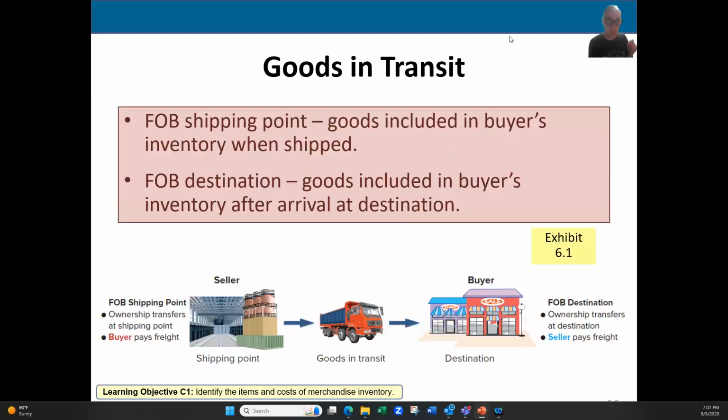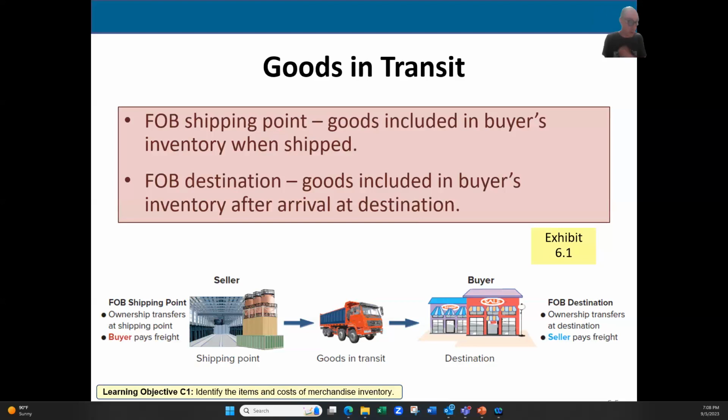Goods in transit. We talked very briefly about this in the previous chapter, and I'll quickly mention it again. Two terms: free on board shipping point and free on board destination. Free on board shipping point, the buyer is responsible for paying for the shipping and for the responsibility, meaning the insurance, of the goods while it's in transit. The shipping point is from the seller in transit to the buyer, the destination. The buyer is responsible for it.